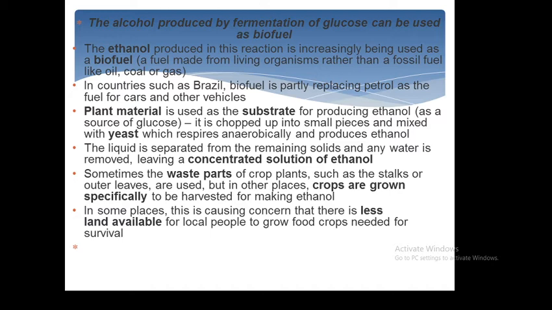So there are now two ways of making fuel: from living organisms or microorganisms, as we said now, and also we talked about the production of fossil fuels like coal, oil and gas from the decomposition of dead organic matter over millions of years. Here biofuel is partly replacing petrol as a fuel for cars and other vehicles.